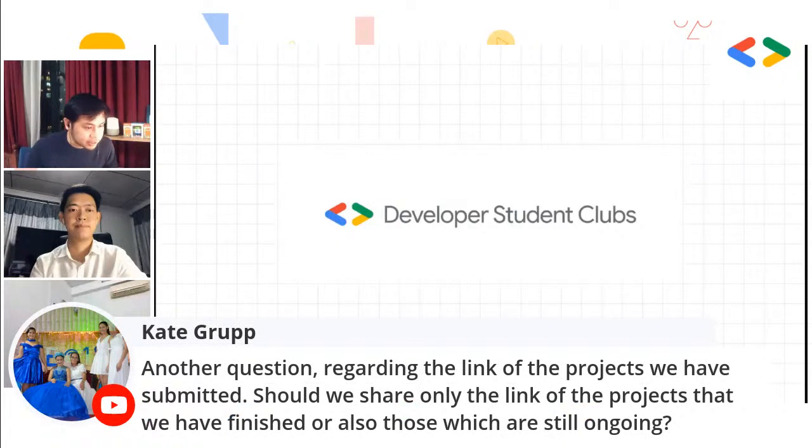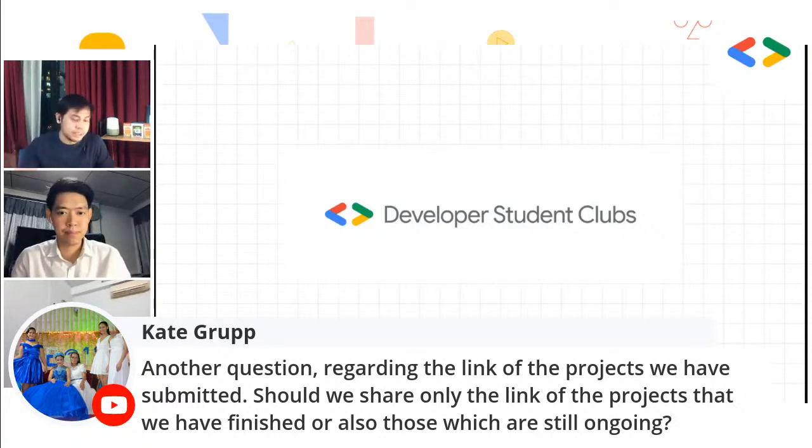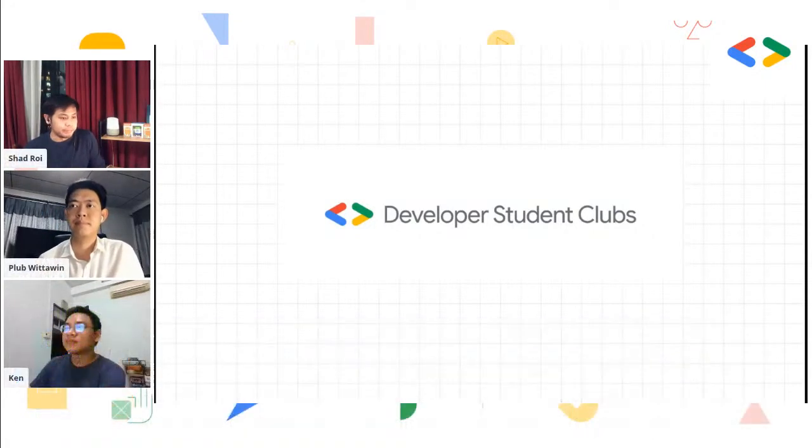And of course, one last question. Should we share only the links of the projects that we finished? Also, what about those which are still in progress? Yes, Kate, this is totally fine. Just be more explicit about your involvement, the specifics about the projects, and what you've done in the project as well. You can also showcase some links to where you're working on it. It could be a GitHub link, or it could be a blog post about the project.